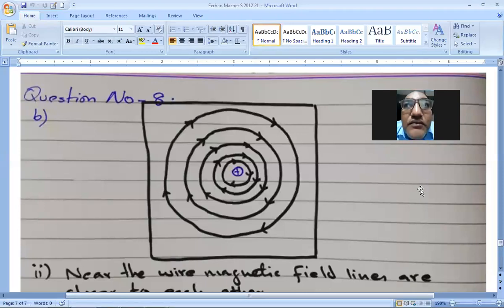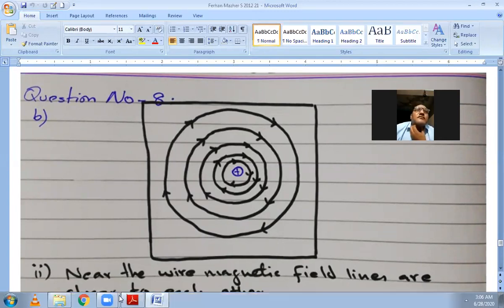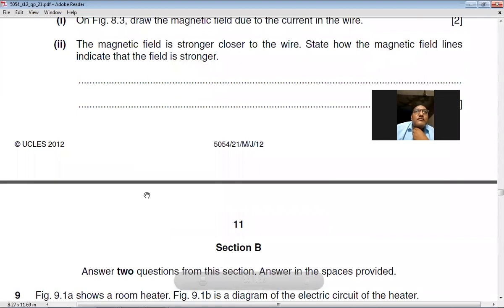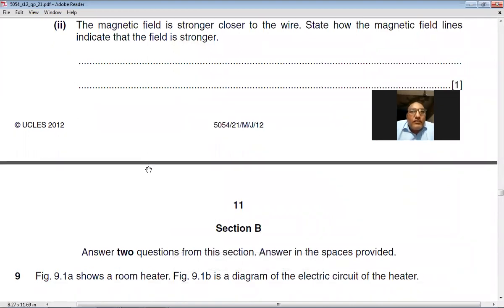In this diagram, you can see that we have drawn concentric circles around that conductor. And on those circles, we have put arrows, and those arrows show that the direction of the magnetic field is clockwise. Another interesting fact is that near the wire, the circles are closer to each other. And as you move away from the wire, the distance between consecutive circles gradually increases. The magnetic field is stronger closer to the wire.